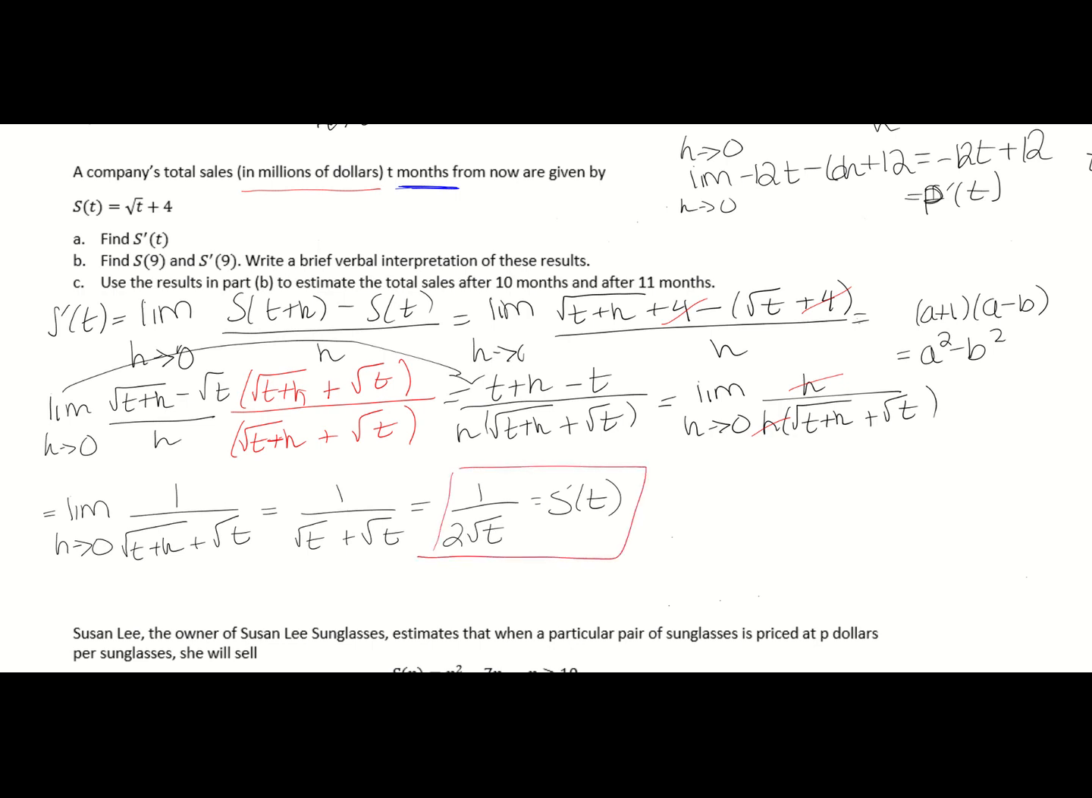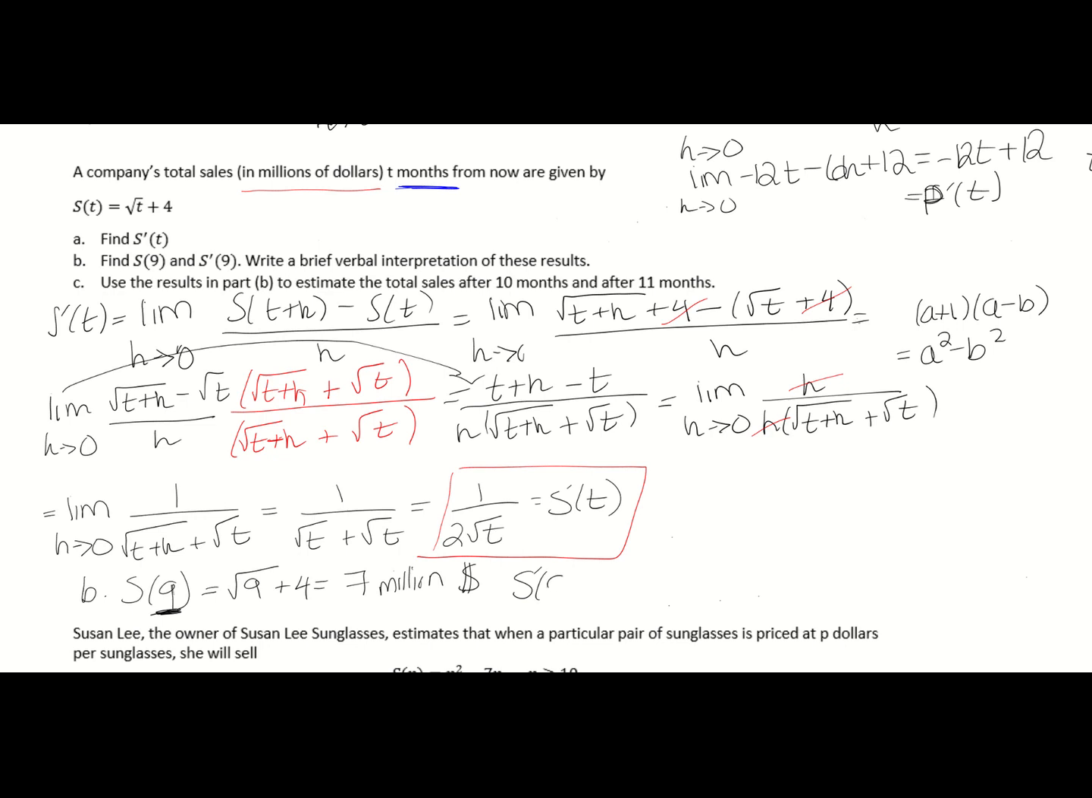Part 2. Find s of 9 and s prime of 9. So s of 9 means that I'm using the regular function, the original. So that's going to be the square root of 9 plus 4, which will be 7. What does this mean? Well, look at what S is. S is a company's total sale in millions of dollars, T months from now. So 9 months from now, the company's total sales will be $7 million. Okay, that's what that means.